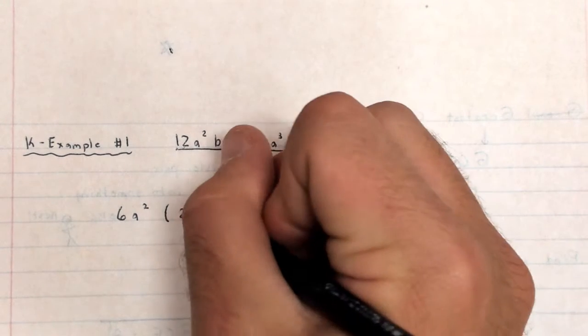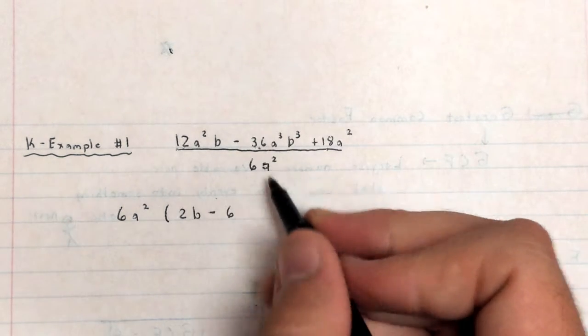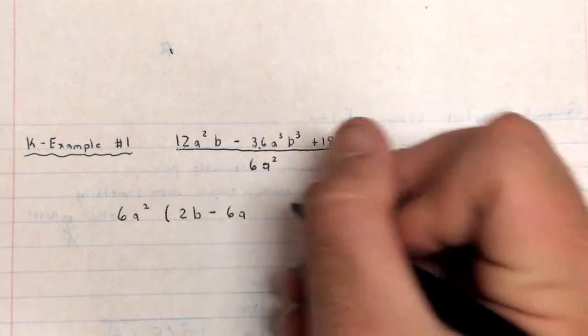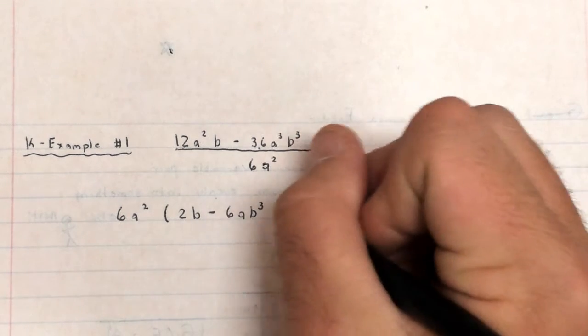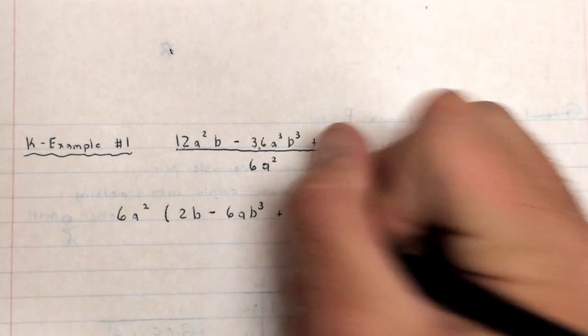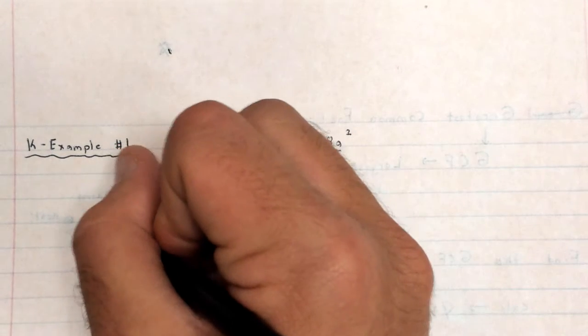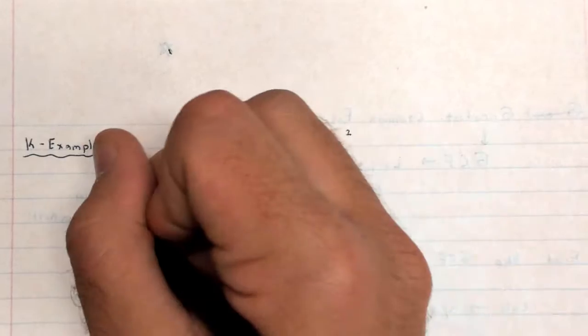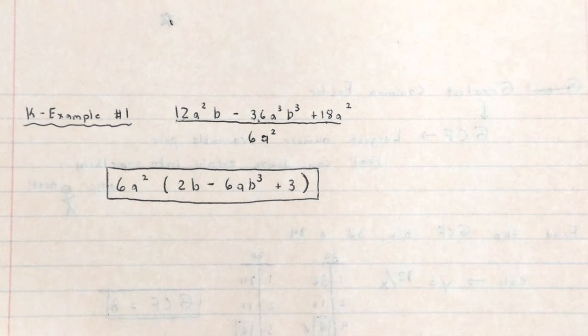36 divided by 6 is going to give me a negative 6. A cubed over a squared gives me an a. B cubed. And then 18 divided by 6, I'm going to get a plus 3. A squared over a squared, they cancel out, and boom. Still not bad. Still doing our thing, still chugging along.